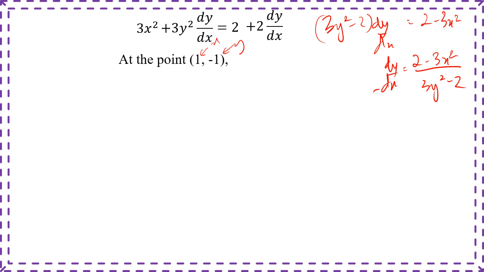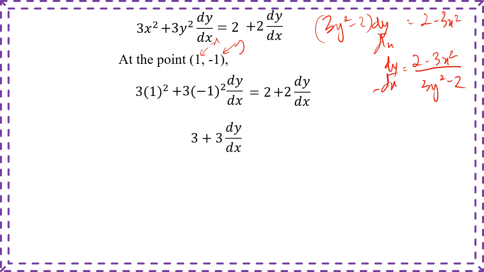So if we want to directly put the point, what we have is 3 of 1 squared plus 3 of negative 1 squared dy/dx equal to 2 plus 2 of dy/dx. So now we just have to group the dy/dx after that. So what we have is 3 plus 3 dy/dx equal to 2 plus 2 dy/dx. So 3 minus 2 dy/dx is dy/dx. So 2 minus 3 is negative 1. That's why dy/dx equal to negative 1.